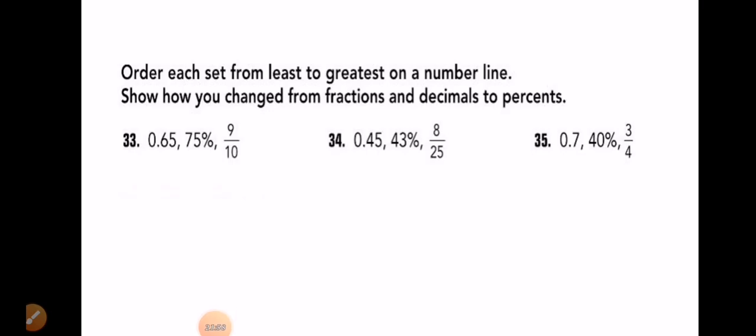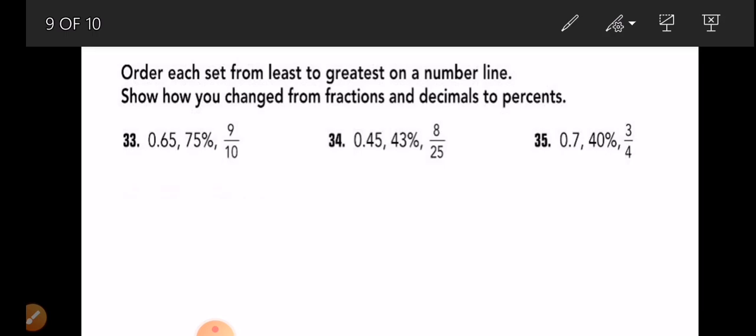Now let's go to the next question. Order each set from least to greatest on a number line. Show how you changed the fraction and decimal to percent. It means to order them, I will put them all in percent form. Then I will put them in order. Okay, let's take one of these questions and do it together. Let's do 35 together.